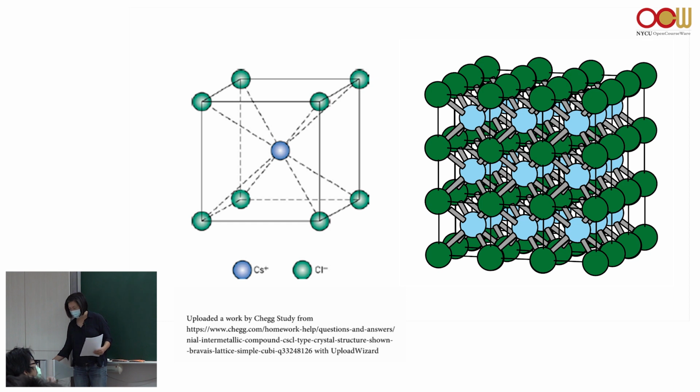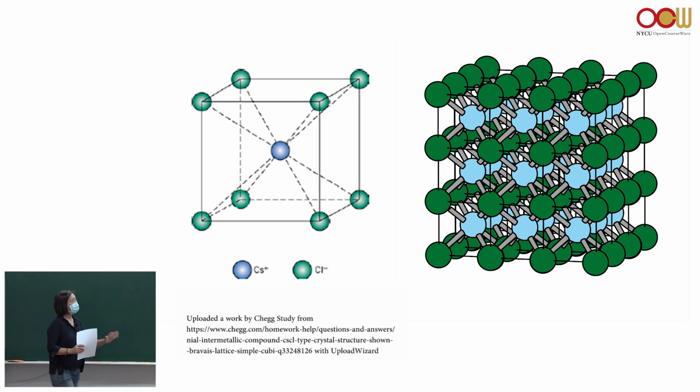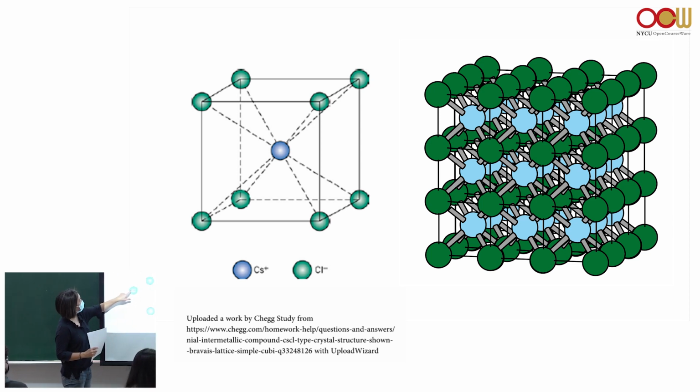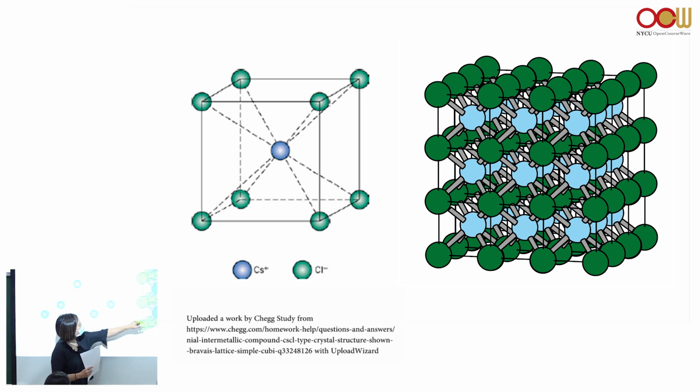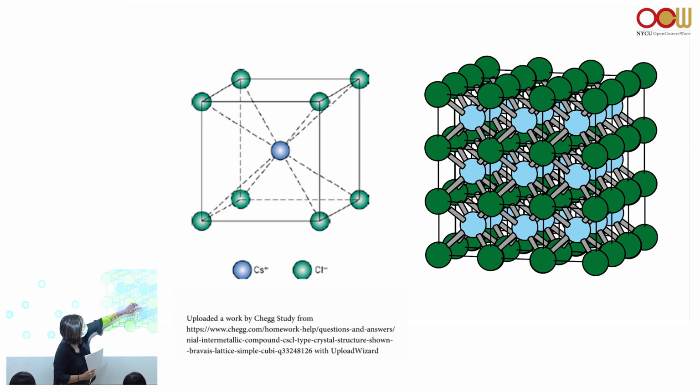The next one I wanted to show you is the cesium chloride. So we talked on Thursday that this is a simple cubic. So my chlorine is in a simple cubic structure, and so is my cesium. So you can see the cesium structure here, simple cubic.